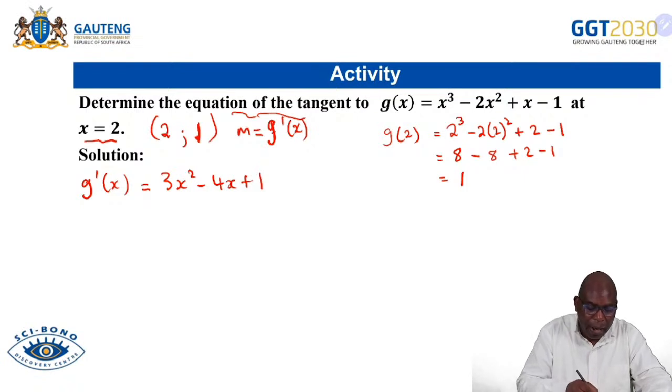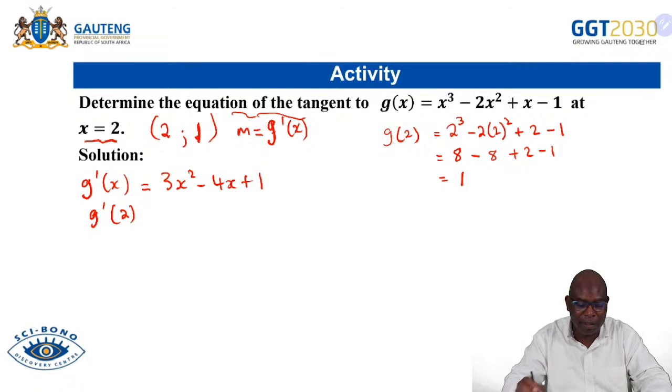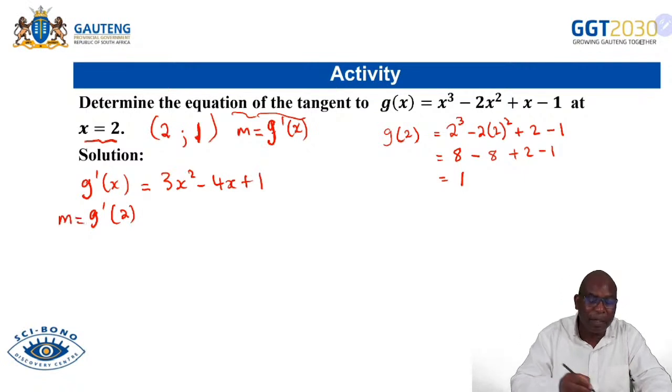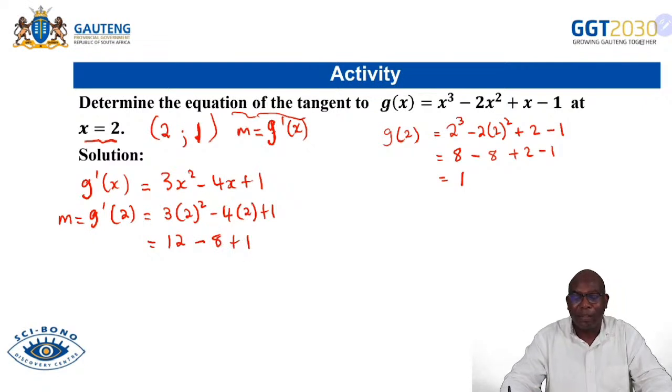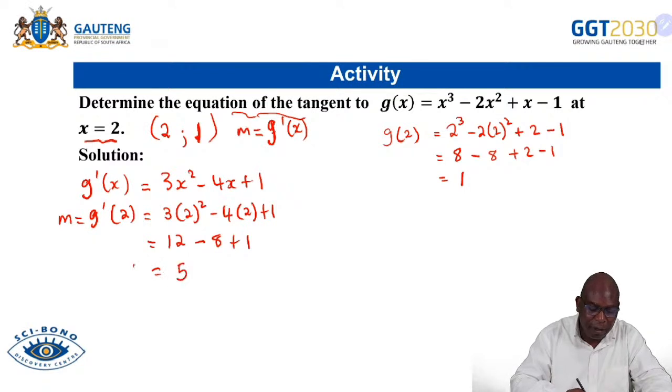So now I must substitute to get the gradient. I must substitute by what? By 2. I must always substitute by x. So what is this? It's nothing else but the gradient. So I'm going to have 3 into 2 squared minus 4 into 2 plus 1. Then that will give me 12 minus 8 plus 1. So the answer there will be 5. So what is this 5? It's the gradient. So I have a gradient of 5.